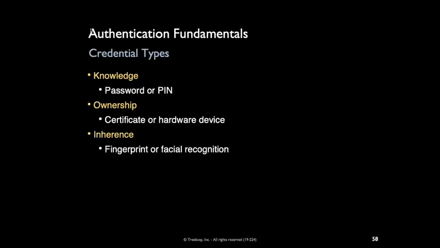So the credential, the thing we use to validate the identity, to prove that they really are who they're claiming to be. When we talk about credentials, they can fall into one of three different categories, okay? We call these our credential types, or the factor. So a credential can be a knowledge factor, right?